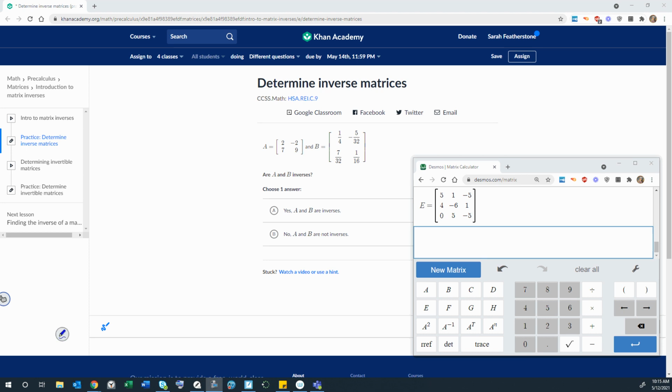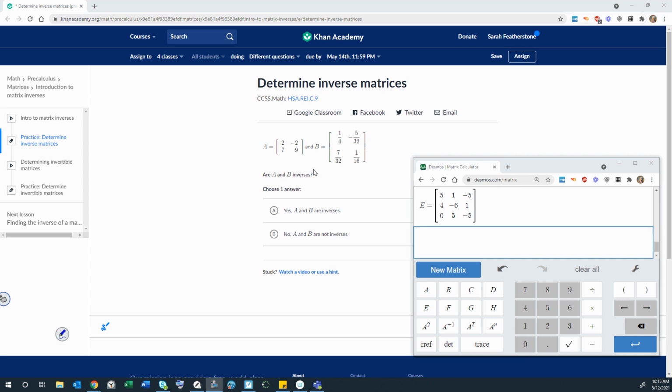Next, here is our Khan Academy assignment, determine inverse matrices. My first question says, matrix A is 2, -2, 7, 9, and matrix B is 1/4, -5/32, 7/32, and 1/16. I want to know if these are inverses.